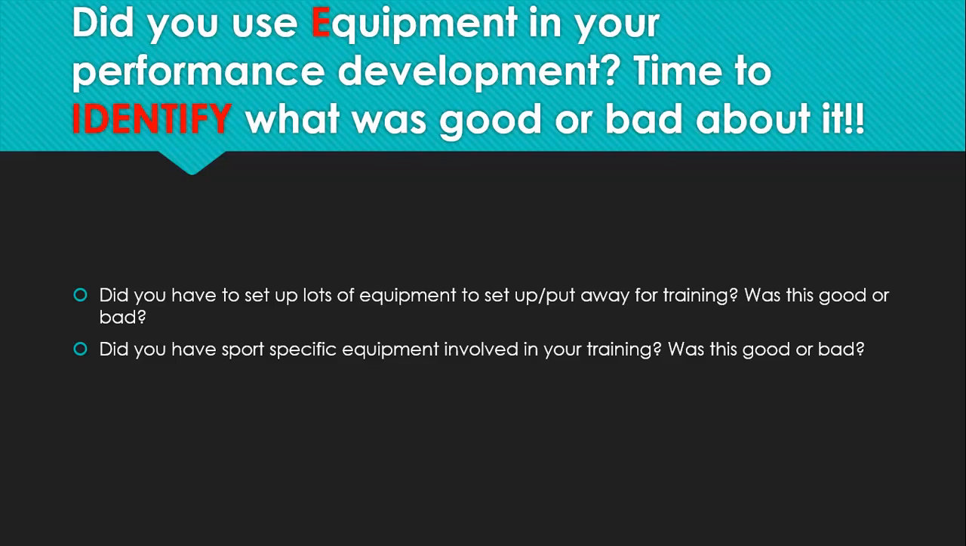Now attempt to fill in column 1 in the identify section for equipment. All we're looking for you to say, remember, is, for example, I had to set up lots of equipment prior to my training. This was bad. That's all you have to say. Pause the video here, check that you've done that correctly for the other ones. And also remember, only do the things that are relevant and real to you, what actually happened for yourself.